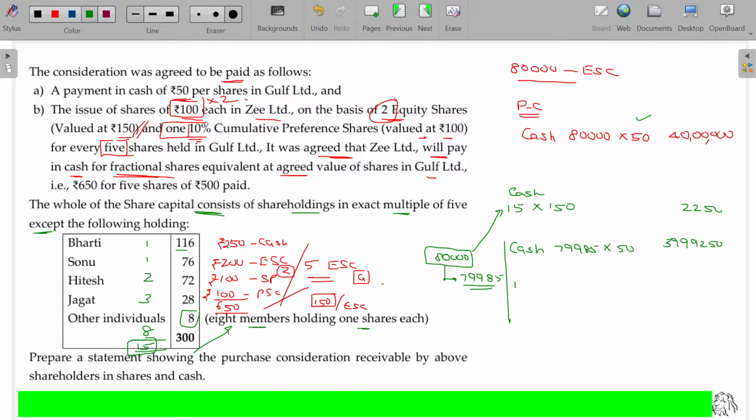Apart from that, equity share capital. 79,985 shares. Okay, 2 equity shares offered for every 5 shares held. The face value being 100, and securities premium will also be there the same way on 79,985. 2 equity shares offered for every 5 held, but securities premium being 50. Come on, get me the value for equity share capital. 31,99,200.